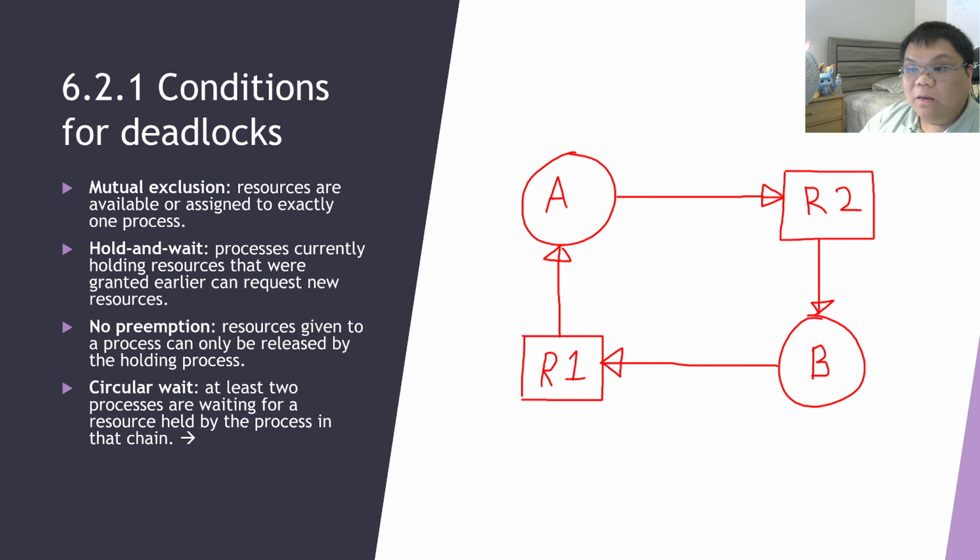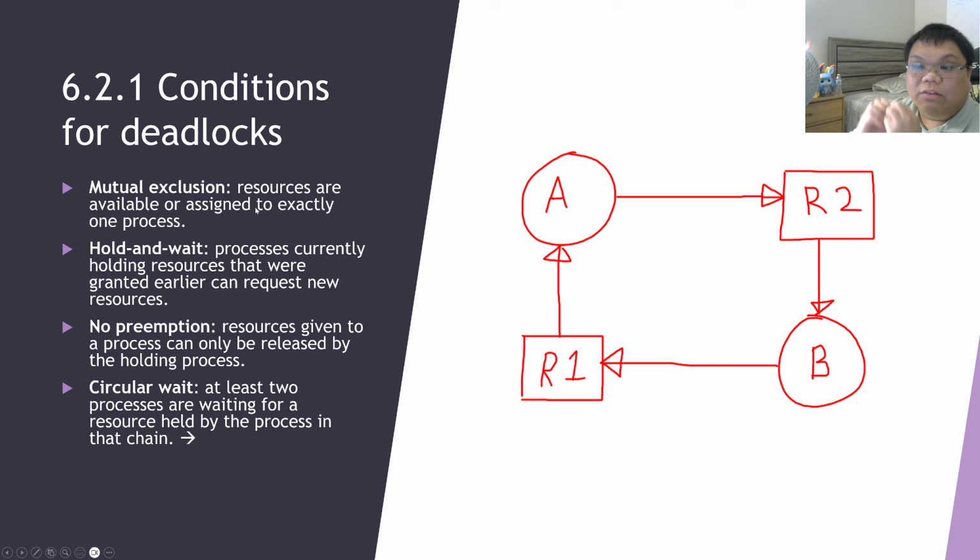I talked about that circular loop, that cycle. When it comes to the conditions for deadlock, that's called a circular wait. This process is waiting for this resource to become available, which is held by this process, which is waiting for this resource to become available, which is held by this process. It's a loop. If we have at least two processes in a cycle like this, that is called a circular wait. They're waiting for each other, but they can't advance.